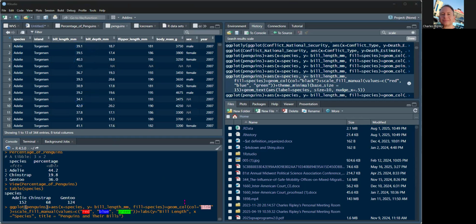So then, after that, you're doing geom column. This is called geom_col, and the color I chose was pink, plus scale fill manual. These are the values. Since there are 3 types of species, I get red, blue, green. Remember, they are in parentheses, and labs is what we're calling it. So the Y is the bill length, X is the species, and the title is, I just say, penguins and their bills.